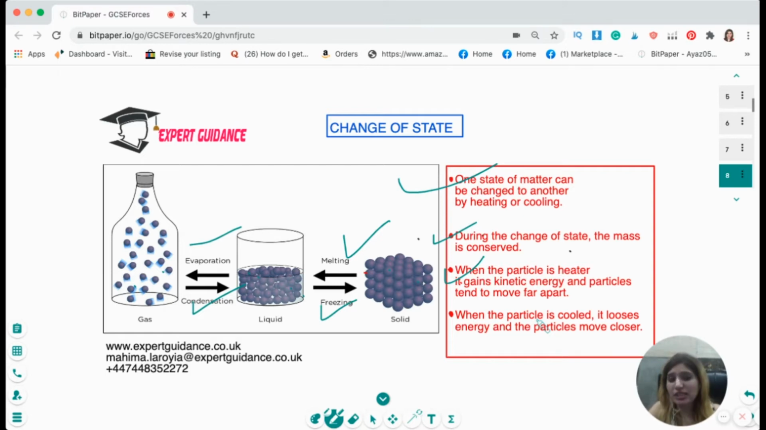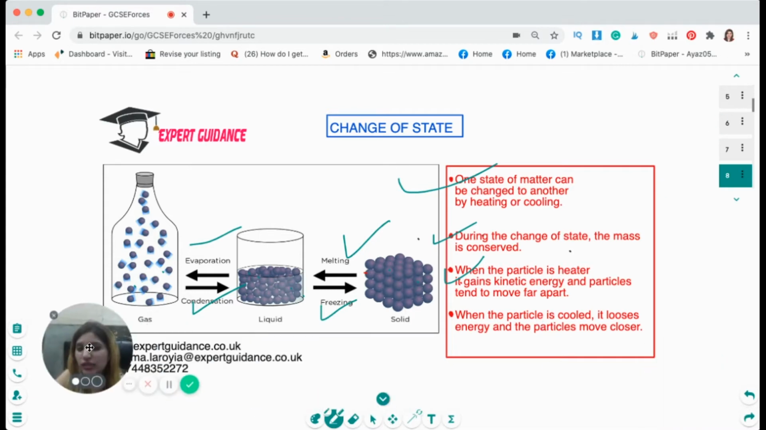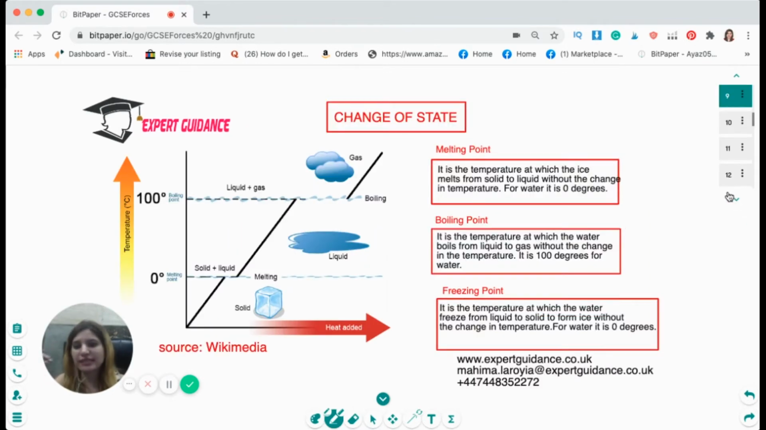In the exam, they can ask you a question like, what happens when you heat a solid? So when you heat a solid, you have to say that the particles gain kinetic energy, and when they gain kinetic energy, the particles move away from each other, and then they escape that attraction and convert from solid to liquid. Okay, so I hope this concept of change of state is clear to you.